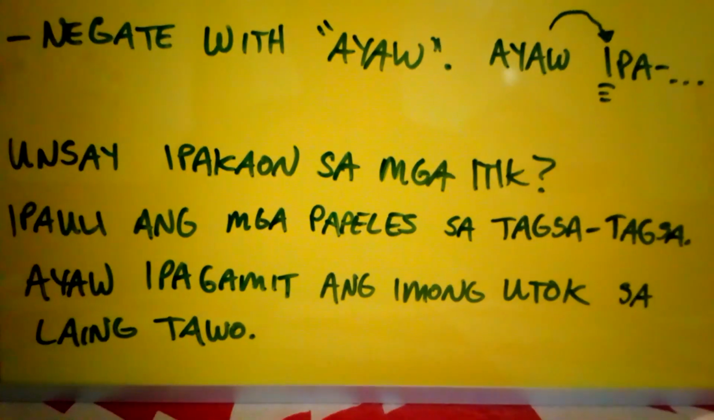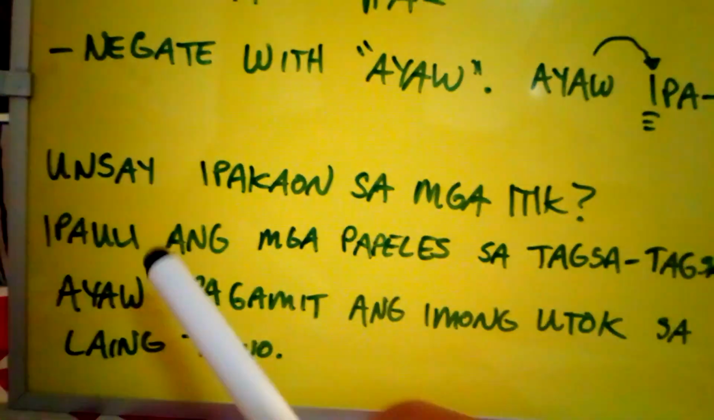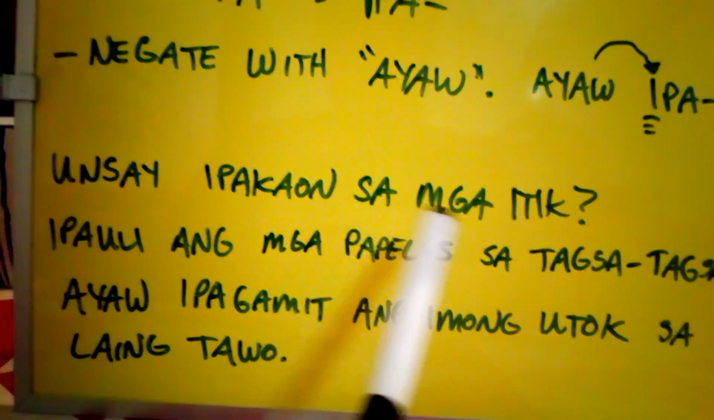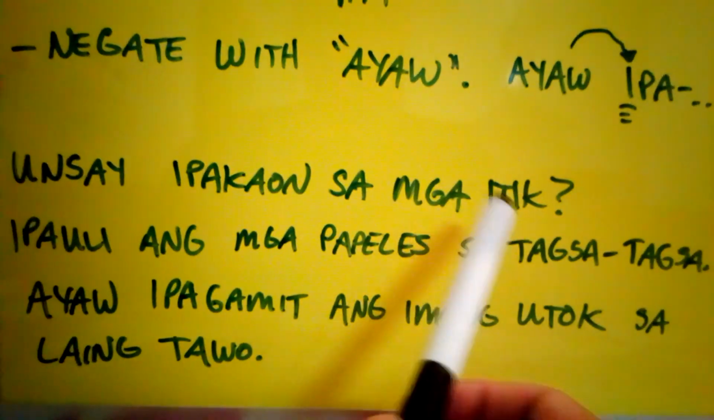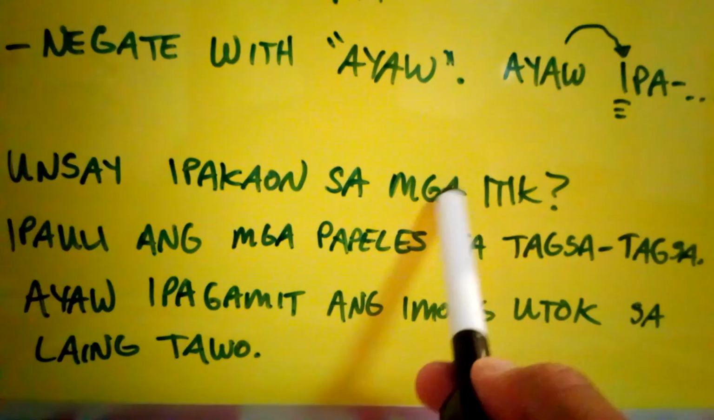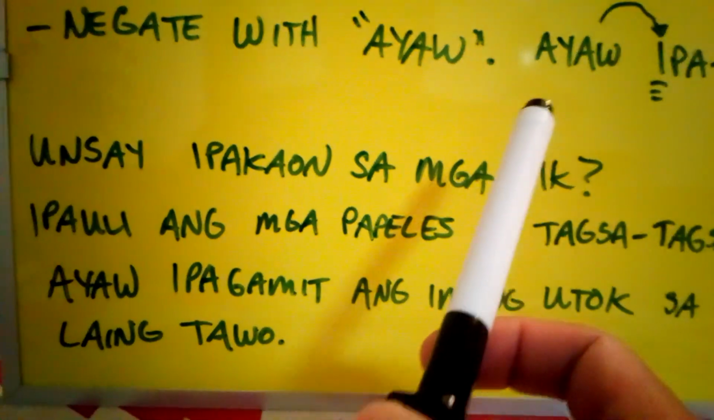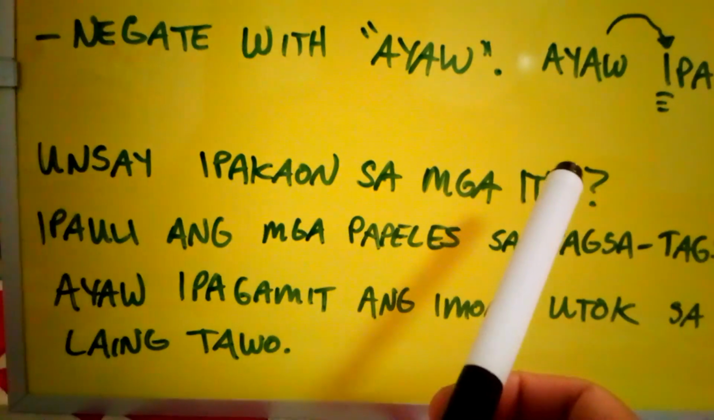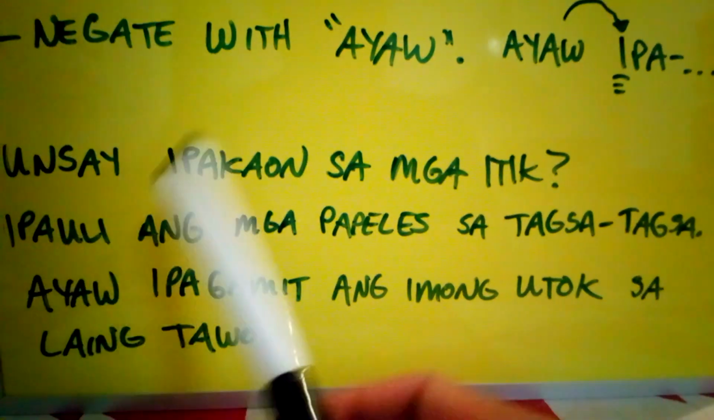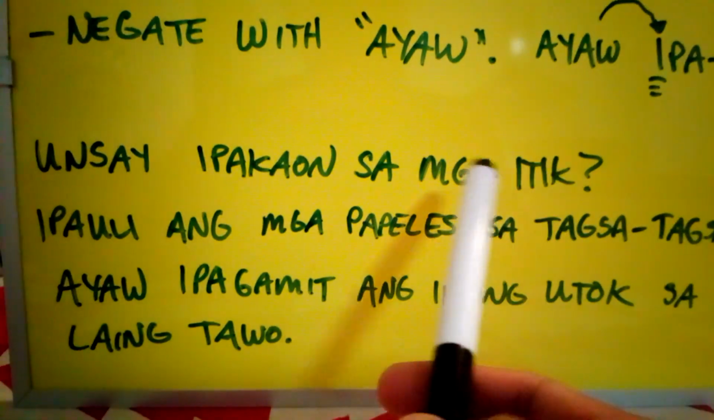how this affix works. So the first one is: Unsay ipakaon sa mga itik? Consequently, itik can also be used for pato. Pato is just a general word for ducks. Itik is more like a specific kind of duck. I think it's more of a lighter color, like a white one, or some beige, or some sort of white colored duck, probably bigger in size. But itik is a type of duck. Maybe it's like a swan or something.